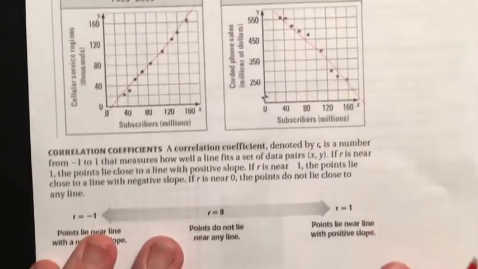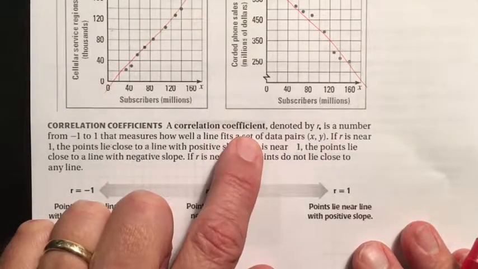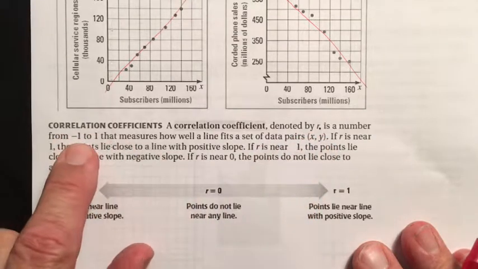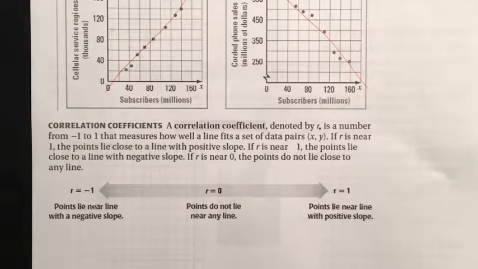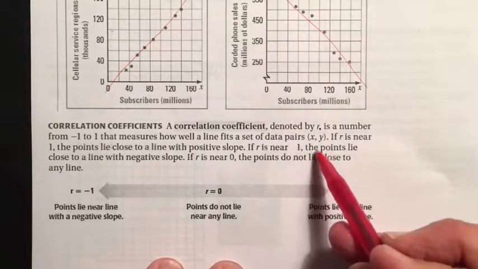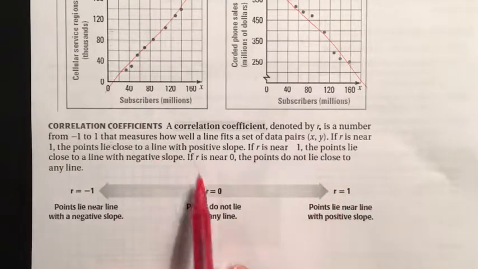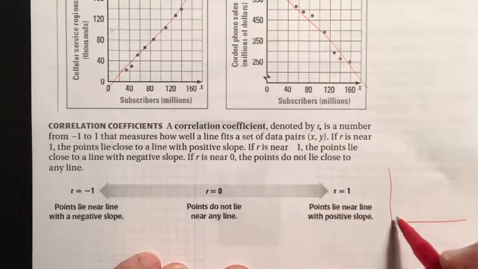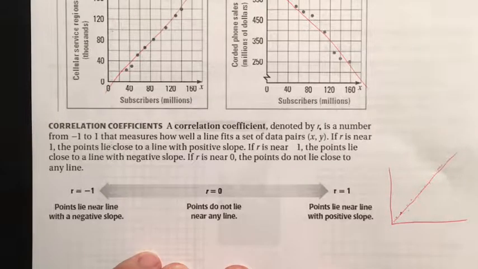Now, how do we measure this correlation? A correlation coefficient, denoted by the letter r, is a number from -1 to 1 that measures how well a line fits a set of data points, or data pairs, x and y. If r is near +1, the points lie close to a line that has positive slope. So if the value of r is 1, the points are almost on the line.